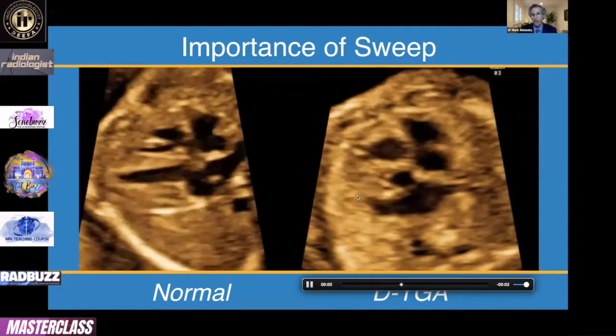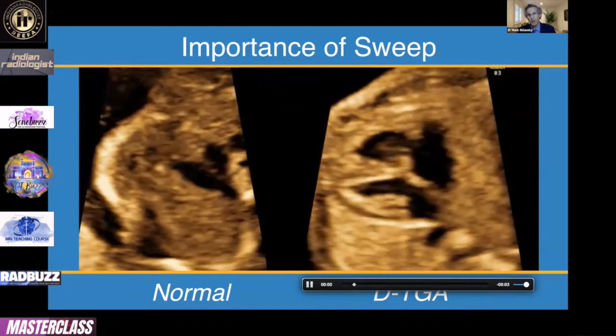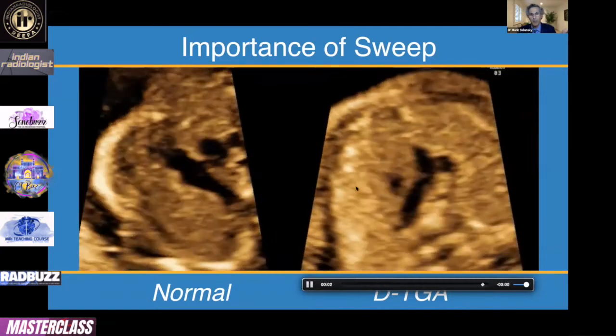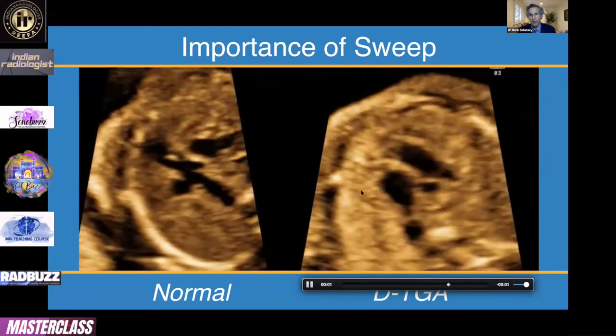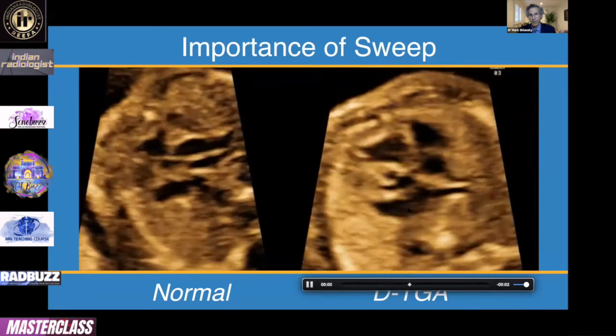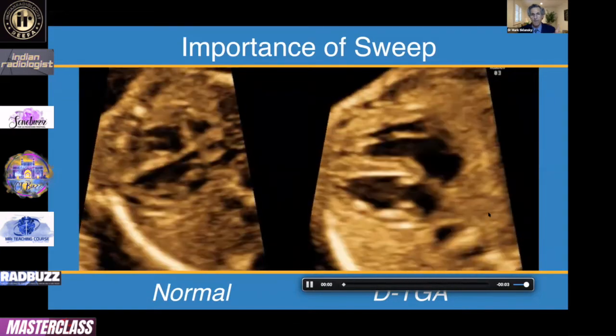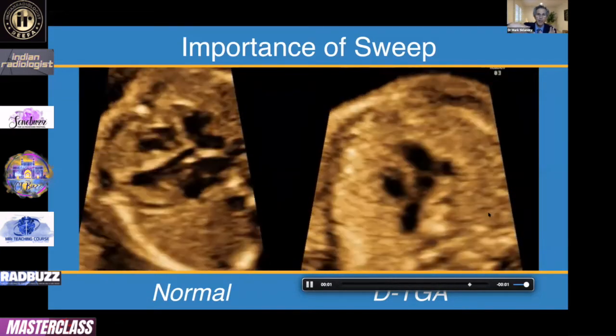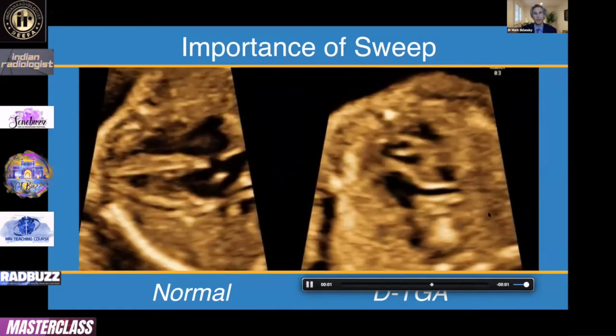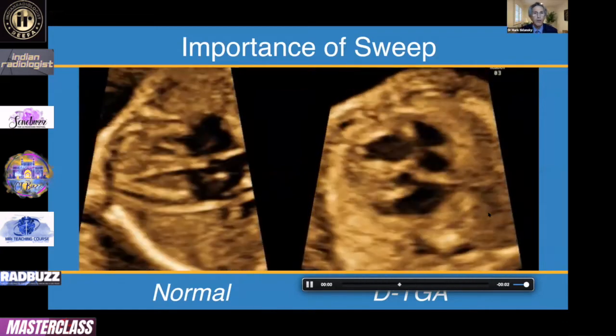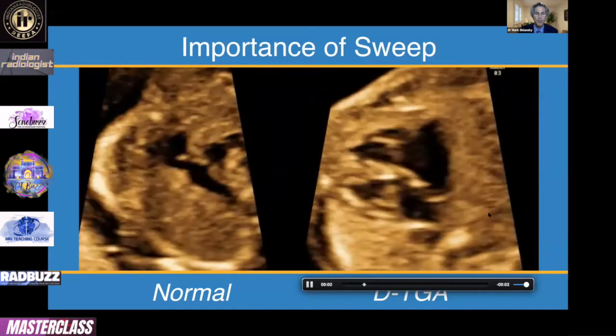And the four chambers, the key is the sweep, everything in between. So as you're sweeping up, watch the LVOT. It doesn't cross, it just goes straight posteriorly and bifurcates. That's the difference. So this sweep, particularly if you've optimized the angle in the image, the sweep from the four chamber to the three vessel view is all you'll really need to pick up transposition.